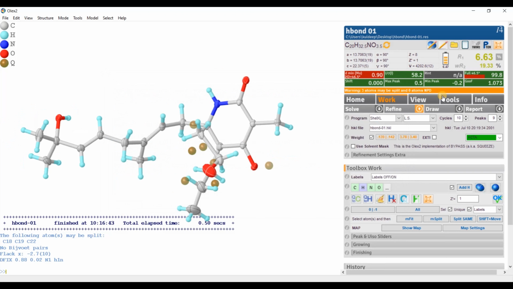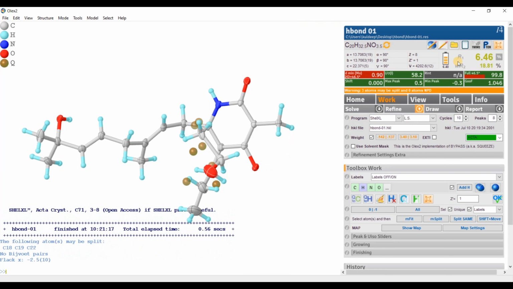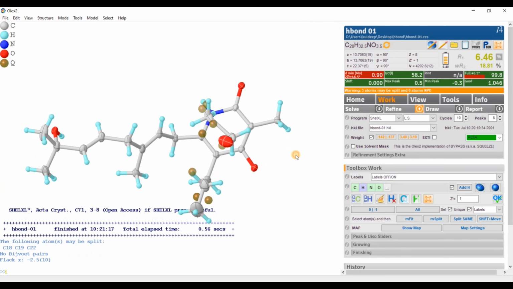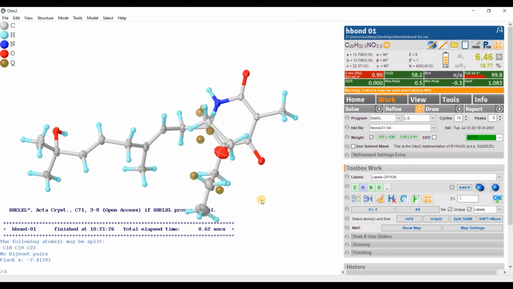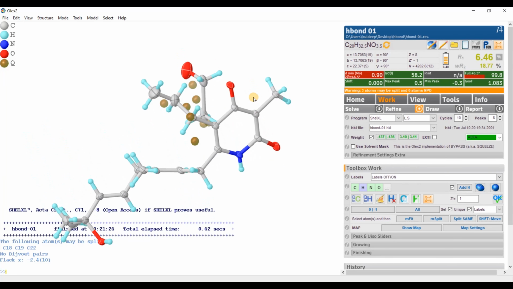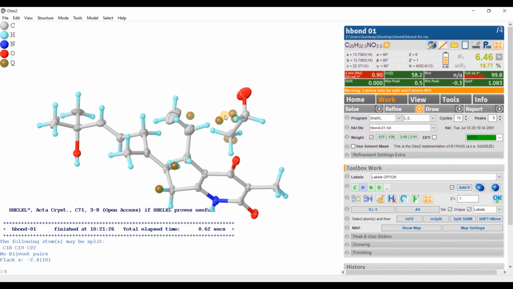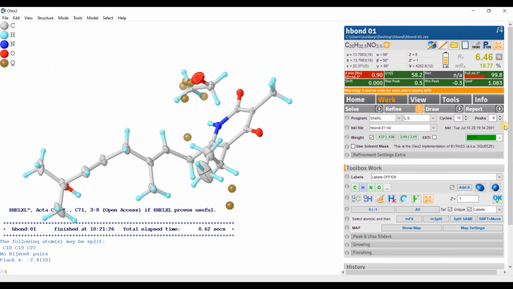Okay, now let's go to refine. So the R factor is further dropped to 6.46%. That's good. Let's refine one more time. And now we can see this oxygen should be protonated, but Q peak density is not appearing near this one.